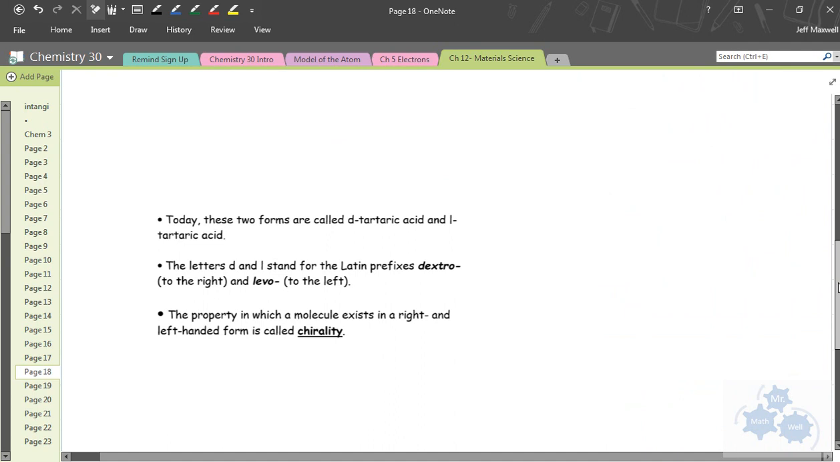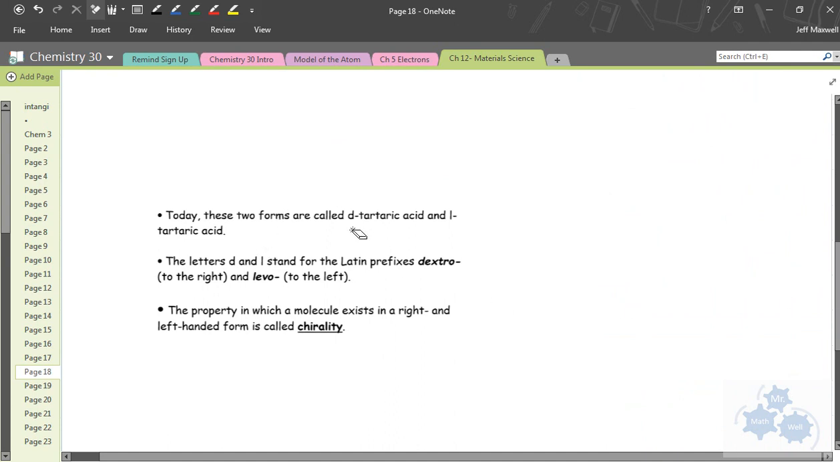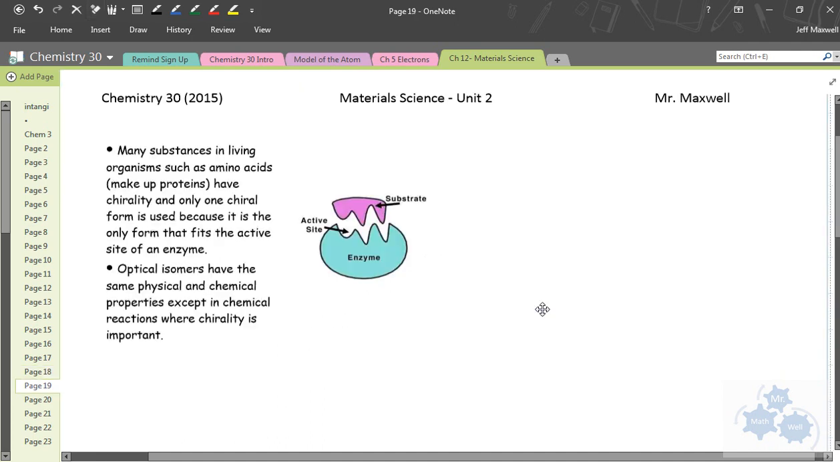Some notes at the bottom. Today, these two forms are called D-tartaric and L-tartaric acid. The letters D and L stand for the Latin prefixes dextro, which means to the right, and levo, to the left. The property in which a molecule exists in a right and left-handed form is called chirality. Make sure you have this: right-handed, left-handed forms, chirality. They are chiral forms. Very important.